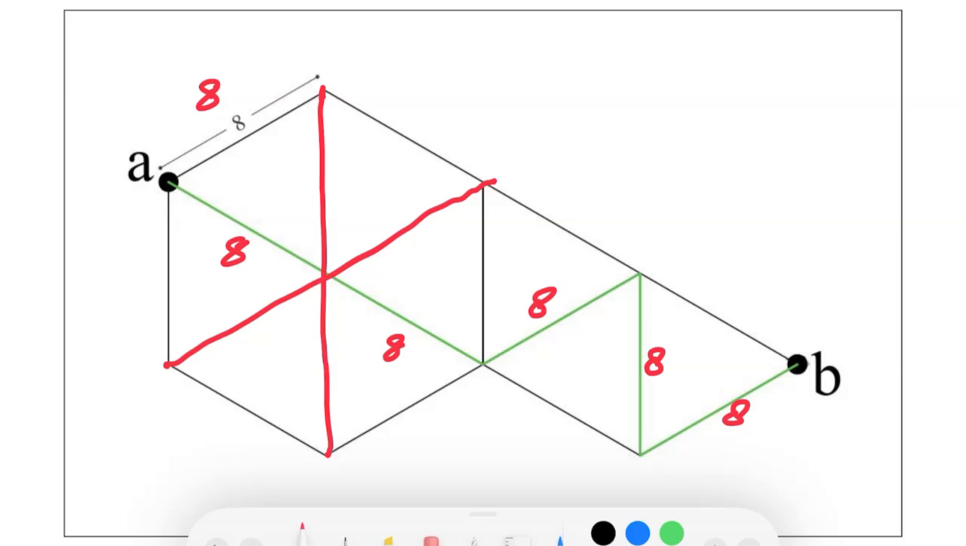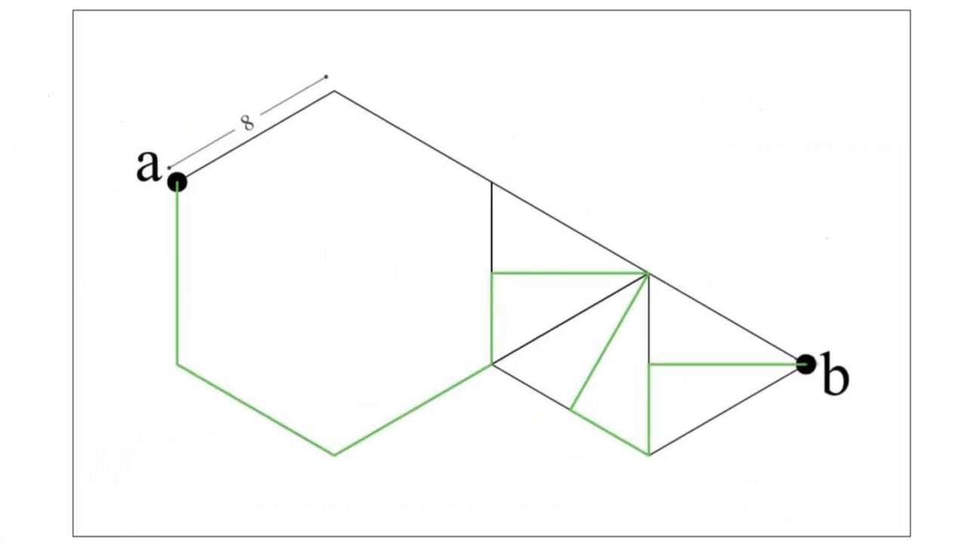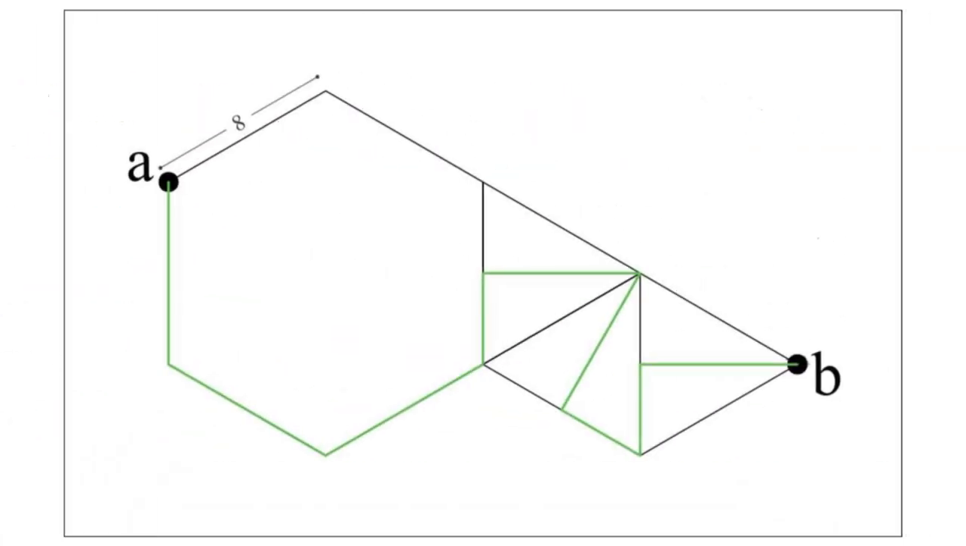So how many sides are we getting? We are getting 5 sides. So 5 multiplied with 8, and this becomes 40. This is a very simple question, okay, but looks very complicated. Let's move to the next one.